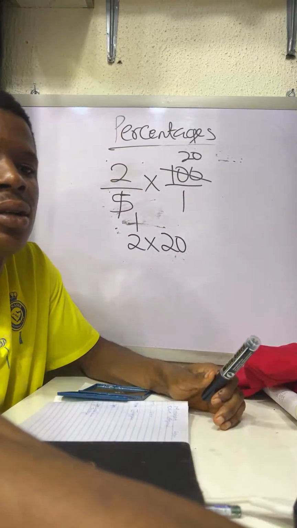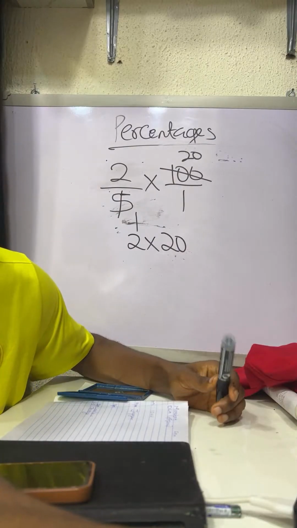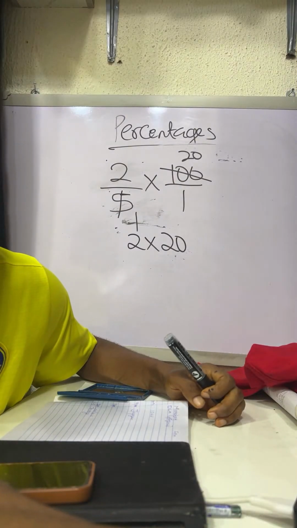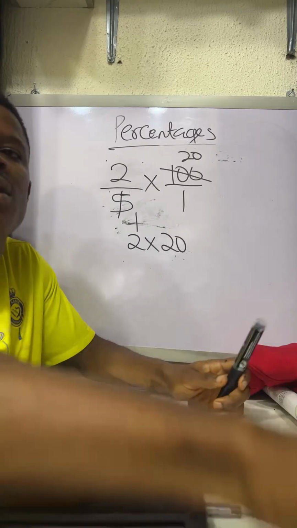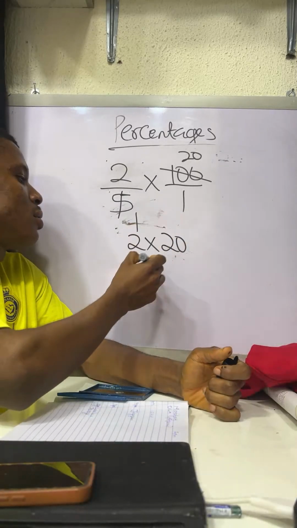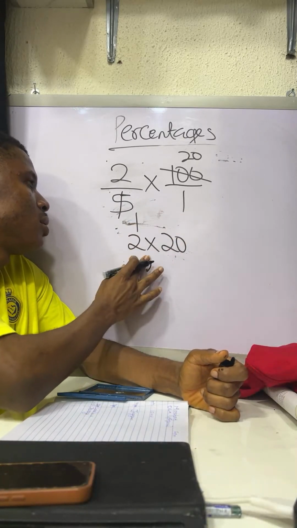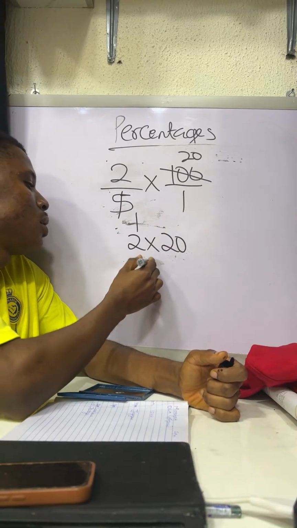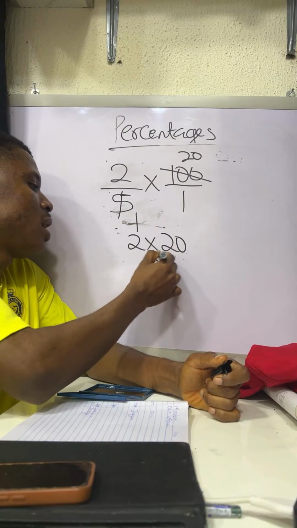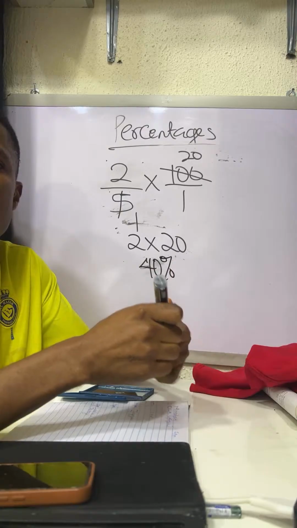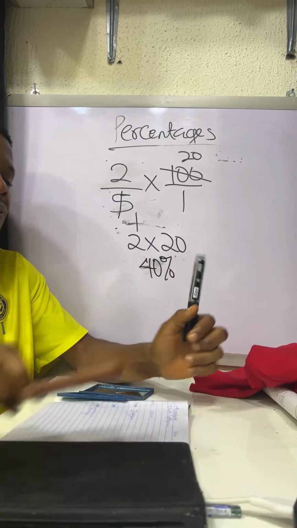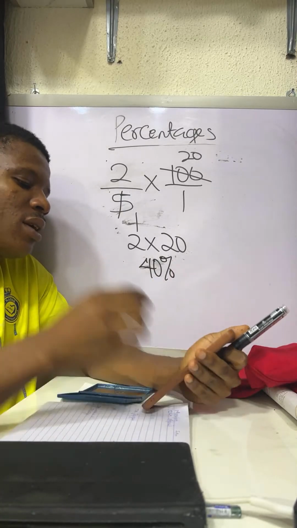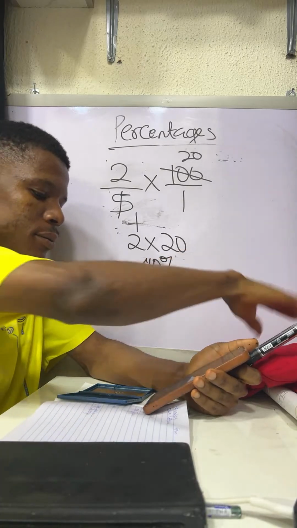Guys, please be commenting the answer. Let's be doing it together. 2 times 20 is 40. So you have it as 40%. This is very, very simple to do.